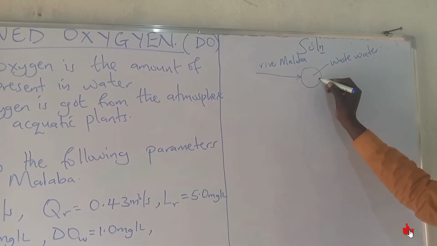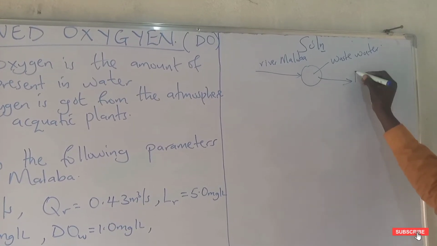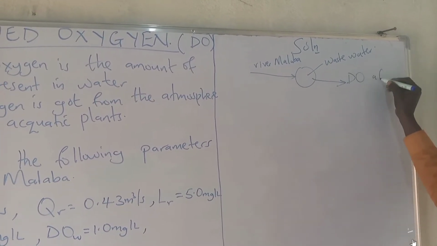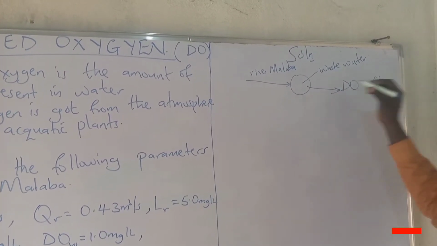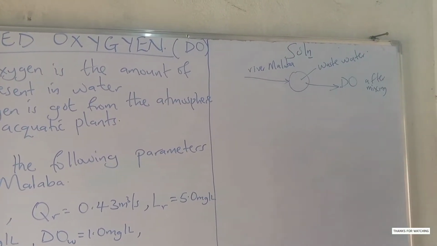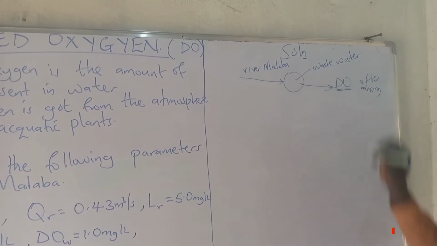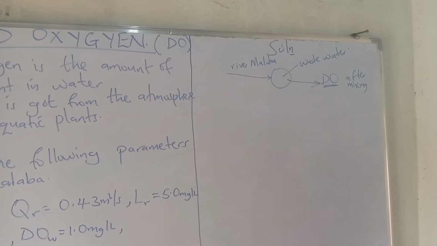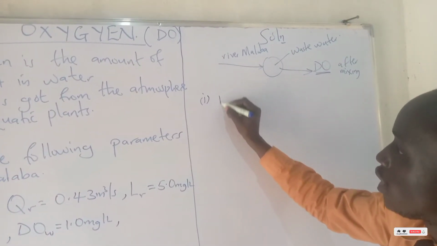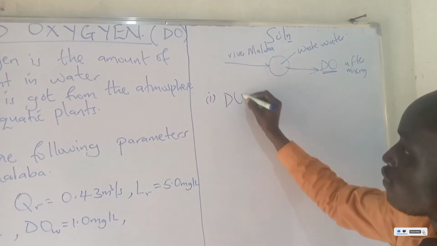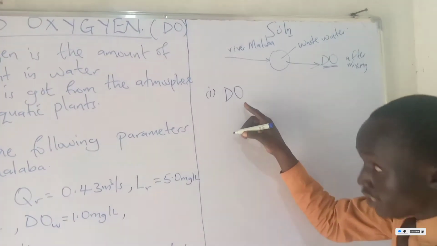After meeting the wastewater, they will mix up. After mixing up, we are going to find the dissolved oxygen, DO, after mixing. After River Malaba mixes with the wastewater, we're going to find the dissolved oxygen. Our solution number 1 is the dissolved oxygen, DO.